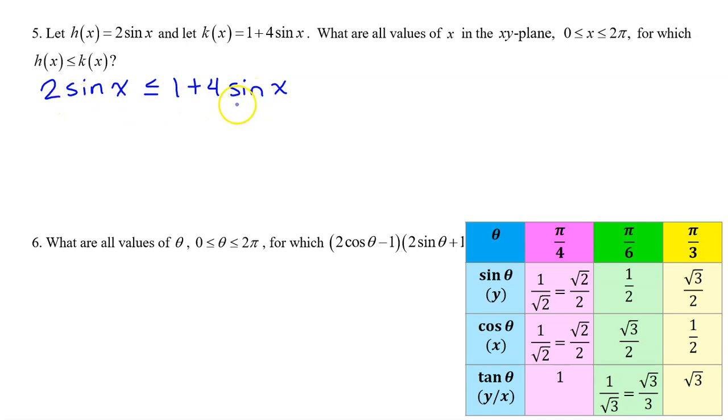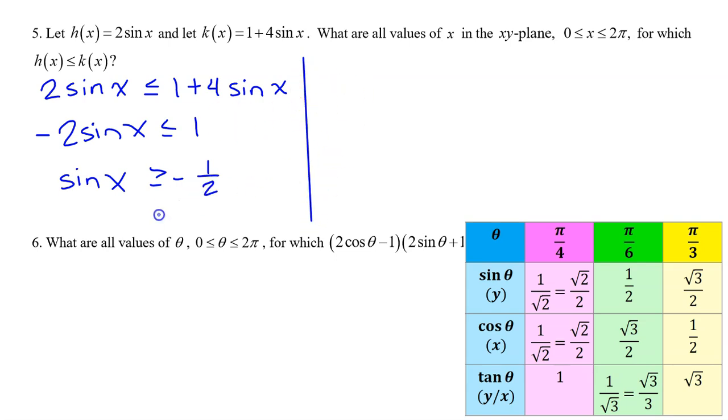We can simplify by subtracting 4 sine x from both sides. That's going to give negative 2 sine x is less than or equal to 1. Be careful once again. We are about to divide both sides of this inequality by a negative sign, and as we do so, we must remember to reverse the direction of this inequality. So we will now have sine x is greater than or equal to negative 1/2. We actually begin by finding where sine x is equal to negative 1/2.